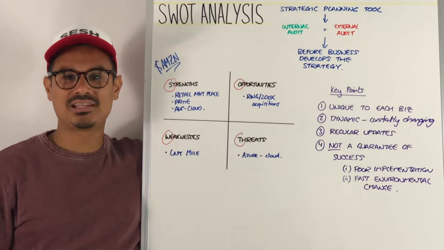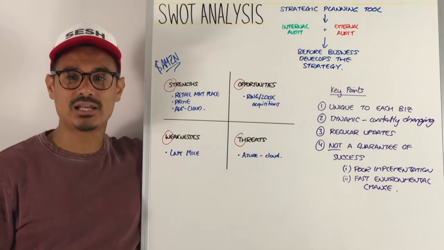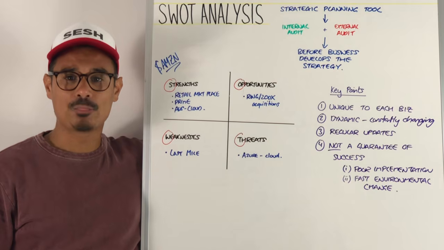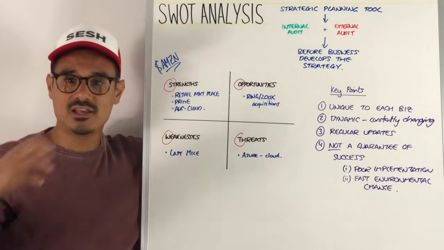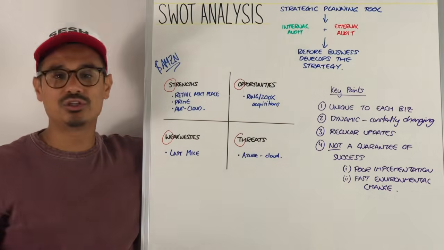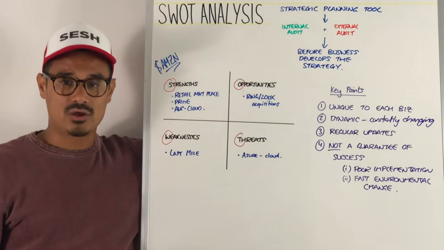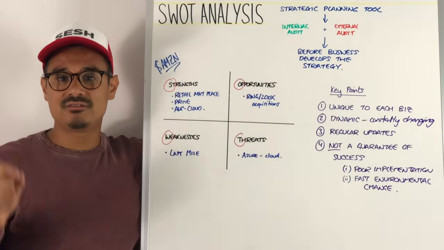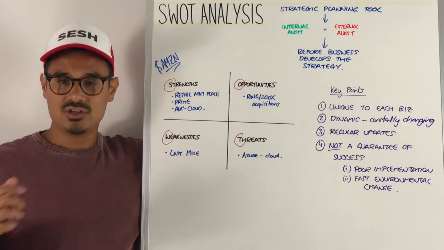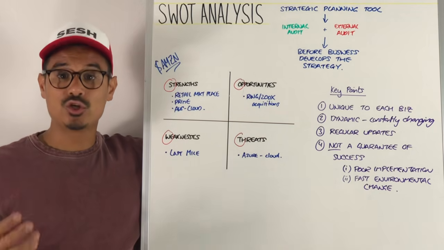SWOT analysis is essentially a strategic planning tool. You would look at the business and do an internal audit, looking at those factors inside the business, and an external audit, being those factors outside the business. You do this before the business develops and implements the strategy. So the idea is just a tool to help you plan your strategy.